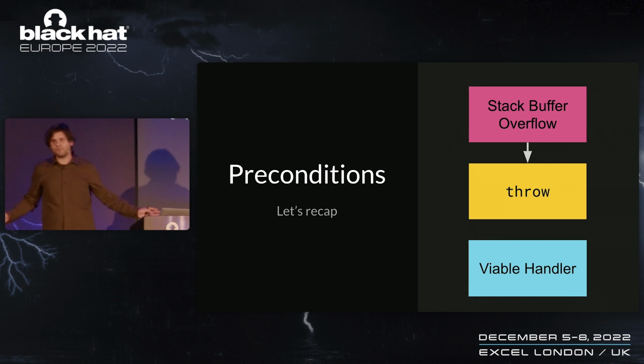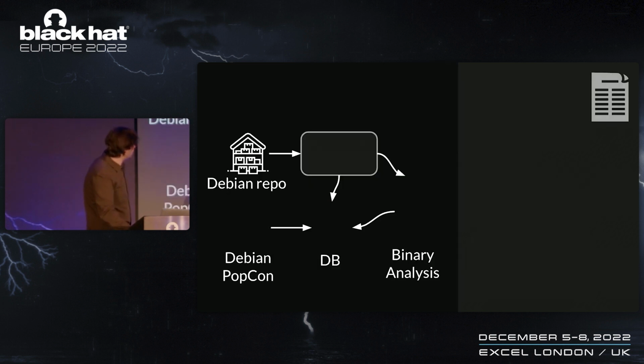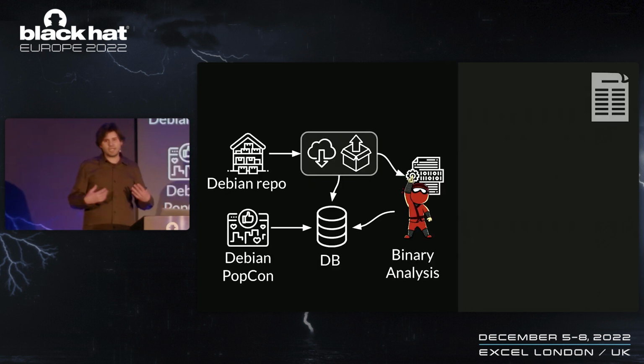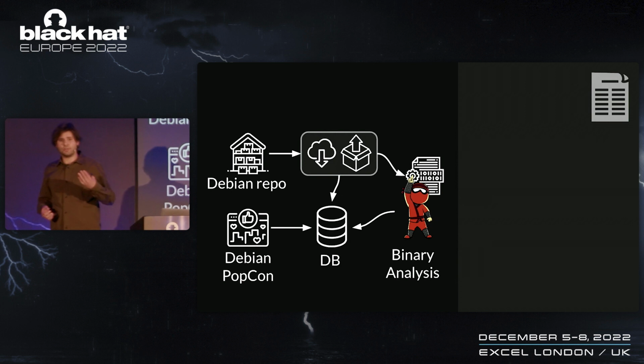Now, stack buffer overflows are out there. The question is, do we have binaries that use exception handling that throw enough? Because if you don't have a throw, we cannot do a chop technique. And if we can do a chop technique, can we actually redirect to something that gives us meaningful attacker-wise capabilities? And we essentially did a large-scale analysis on Debian packages.